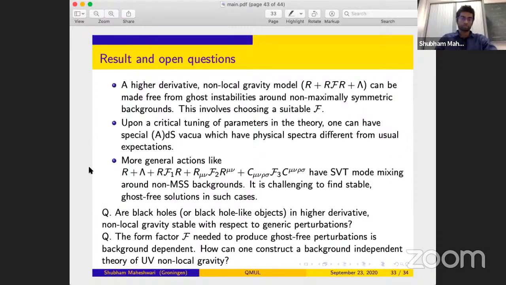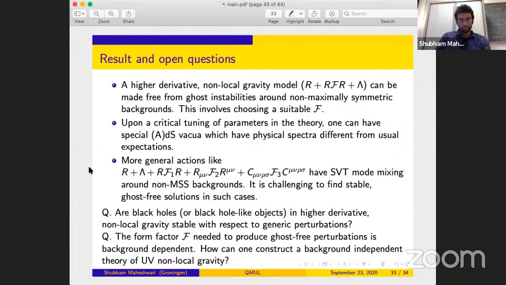Obviously, the first one is in high derivative gravity, you will have a black hole or black hole-like objects. So what is the case in non-local gravity? Are black holes or black hole-like objects in high derivative non-local gravity stable with respect to generic perturbations? This is, again, an open question.